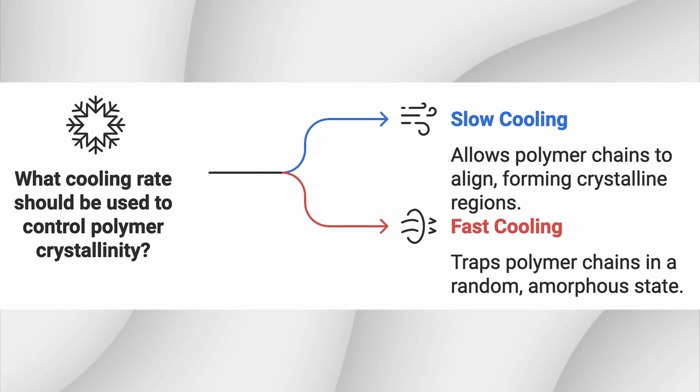On the other hand, polymers with irregular or bulky side groups, like natural rubber, are less likely to form crystalline regions because the irregular structure prevents the chains from aligning. Cooling rate matters because when a polymer is melted and then cooled, the speed at which it cools affects whether it becomes more crystalline or stays amorphous.